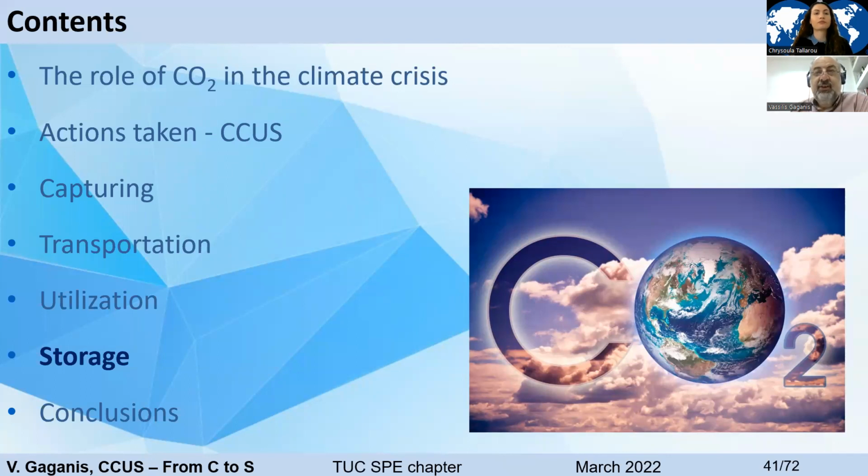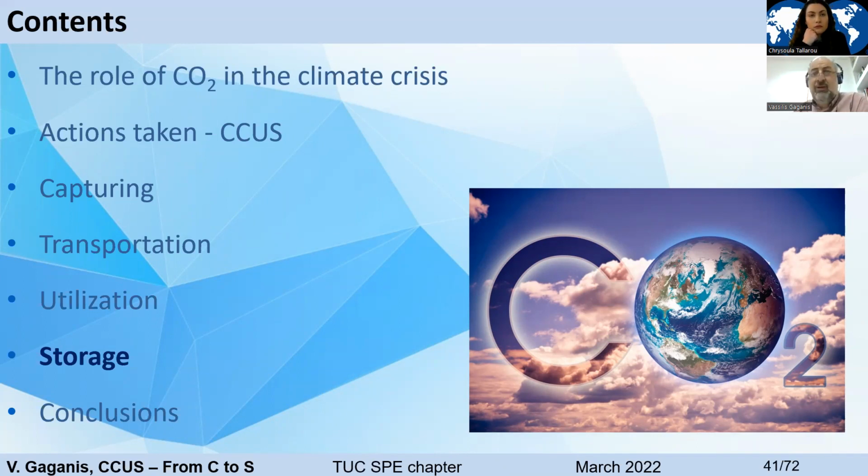Okay. So this brings us to the last part of this discussion. It's not going to be a long one. However, it's going to be, in my opinion, the most interesting one, as SPE is directly involved in that. Petroleum engineers are involved in the storage part of this business.